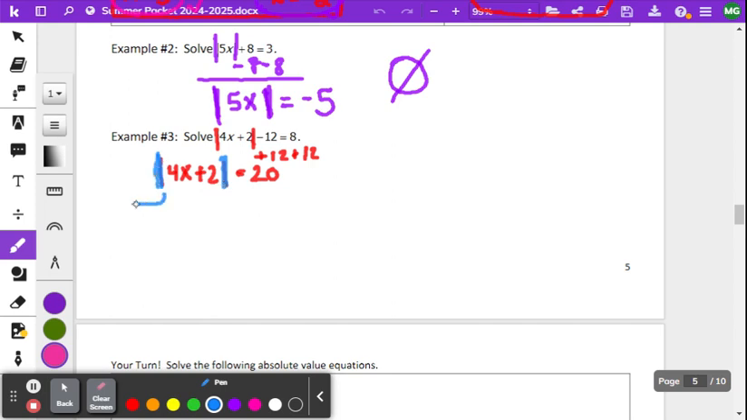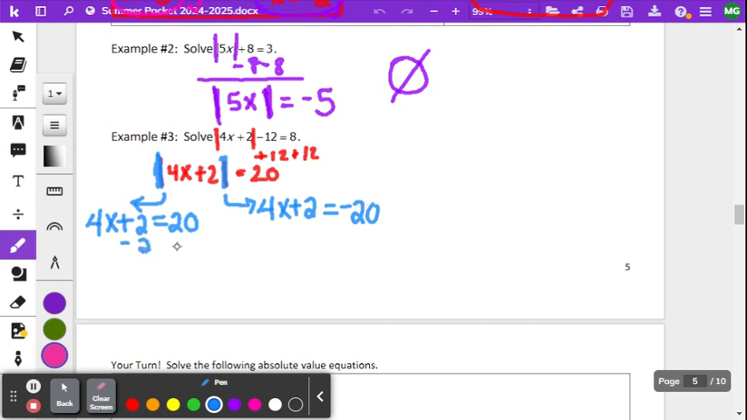So we're going to go ahead and break it into the two scenarios. Again, we have a positive number over here, so that's going to work for us. 4x plus 2 is unchanged. We set that equal to 20. And then the second one, we take 4x plus 2, which is unchanged, and we set it equal to negative 20. And we're going to solve both of these equations.